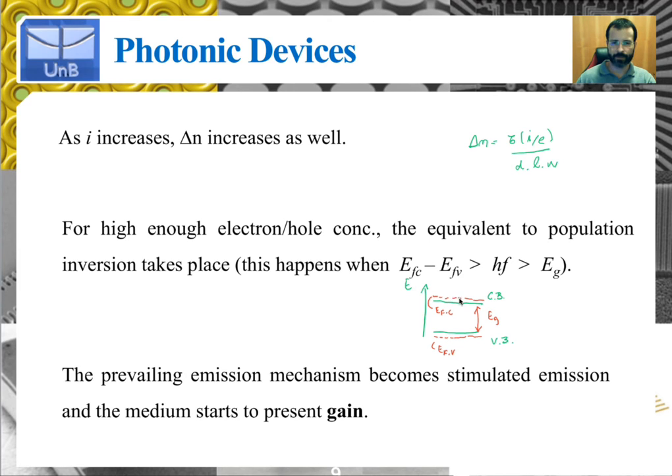And in plain terms, this would mean that you have so many electrons in the conduction band and so many holes in the valence band that stimulated emission overcomes stimulated absorption inside the semiconductor. Therefore the prevailing emission mechanism becomes stimulated emission in this situation. So if you raise I, the forward bias current, enough, you will get a quantity of excess carriers injected into the active region that this will happen, and stimulated emission starts to be the prevalent process. And the medium starts to present gain. So all of this is a review of our previous classes when we talked about the gain coefficient for stimulated emission.